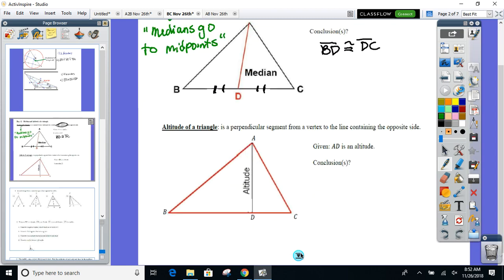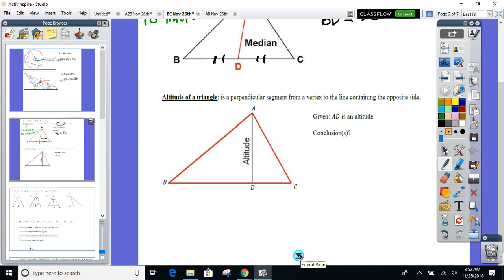Next one, an altitude. Some of you may or may not have heard this, an altitude. You could put in parentheses here, maybe you've called it the height of the triangle in past math classes. That's what it's usually referred to as, the height. So go ahead, read through the definition quickly and tell me what I can mark on my diagram here.